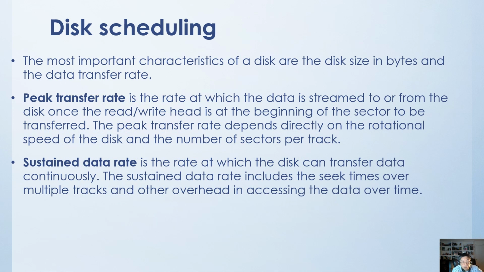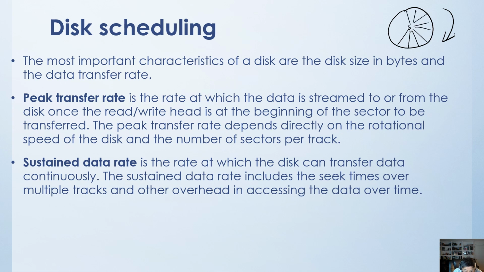So the most important characteristics of a disk are the disk size in bytes and the data transfer rate. You typically measure two transfer rates. One is peak transfer rate. Peak transfer rate is the rate at which the data is streamed to or from the disk once the read and write header is at the beginning of the sector to be transferred. So the peak transfer rate depends directly on the rotational speed, and also the number of sectors per track.